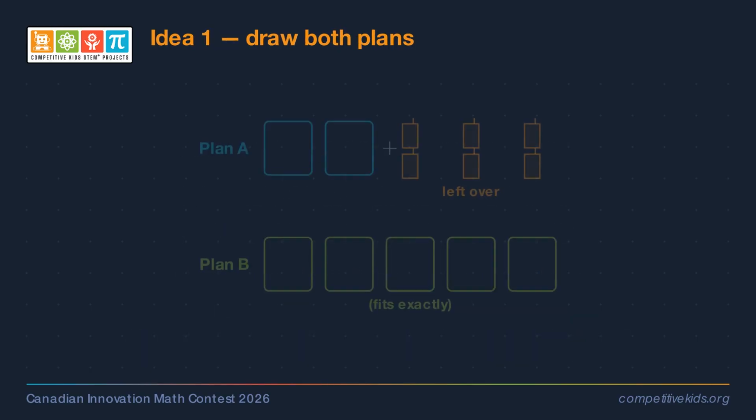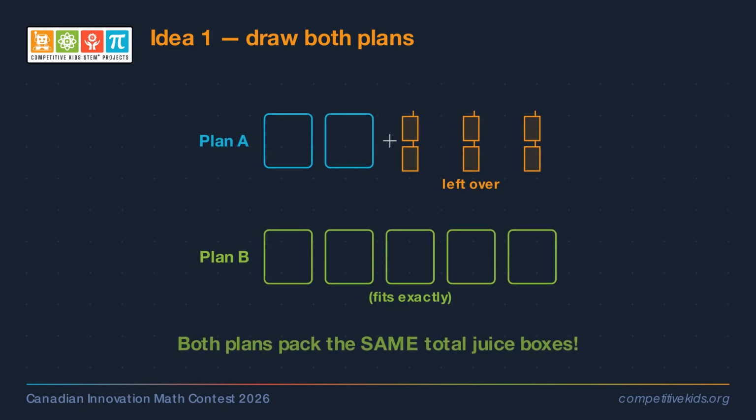Look at the 2 plans. Plan A uses 2 kits and has 6 left over. Plan B uses 5 kits and has none left over. The number of juice boxes does not change. Both plans pack the same total.